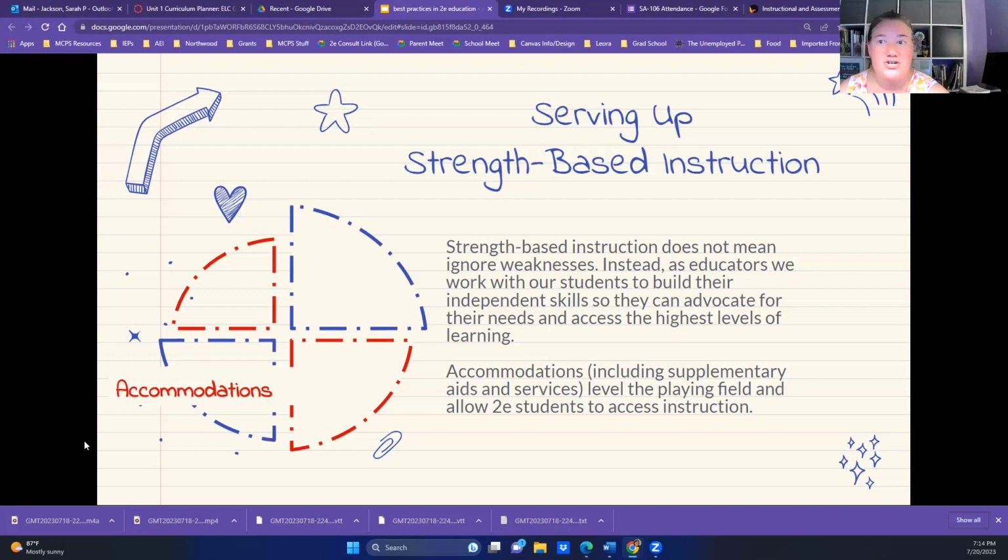And if you have a teacher who's saying, those are just toys, you don't need those toys, teaching our students to say, it's actually not a toy, it's a tool to help me focus, to help me write, to help me calculate. I understand the big idea, but simple addition is just too much for me. Helping our students speak up for their accommodations is a very important part of our strength-based instruction.